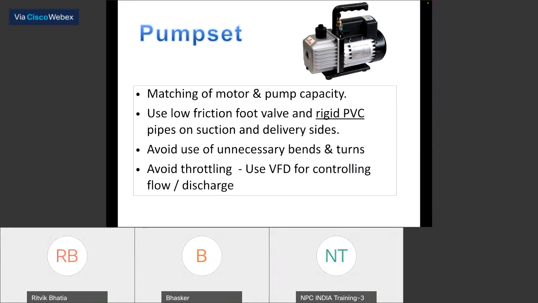And many reports have been prepared that by mismatching of motor and pump, as well as use of low friction footwall and rigid PVC pipe, changing the GI pipe with the rigid PVC pipe, which has less friction losses, can give you a saving of about 22 to 25%. And if you change the motor and pump efficiency, if it is mismatching, it can go up to 50% saving on the pump side. So avoid use of unnecessary bends and turns, avoid throttling or use VFD in controlling the flow.